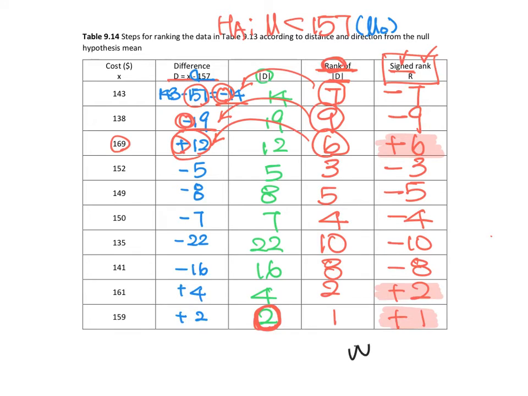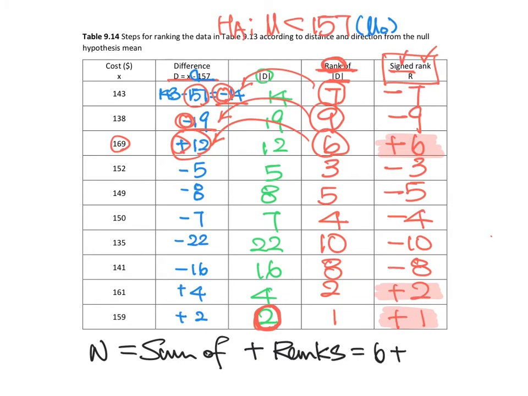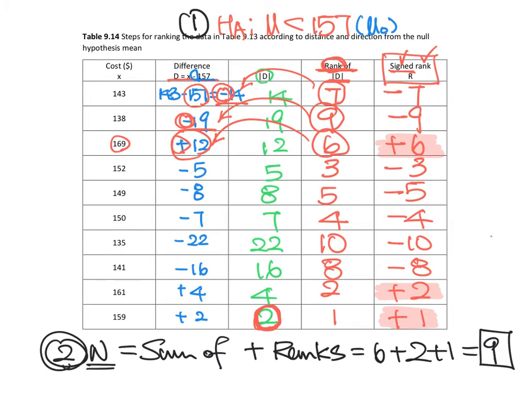I want to write here. It's W, that is the sum of the positive ranks. That will be 6, 2, and 1. This is 9. That is the test statistic. You know, actually the null hypothesis and alternative hypothesis are the same as in the one sample t-test, but in the second step, we have another test statistic. The sum of the positive ranks is 9.